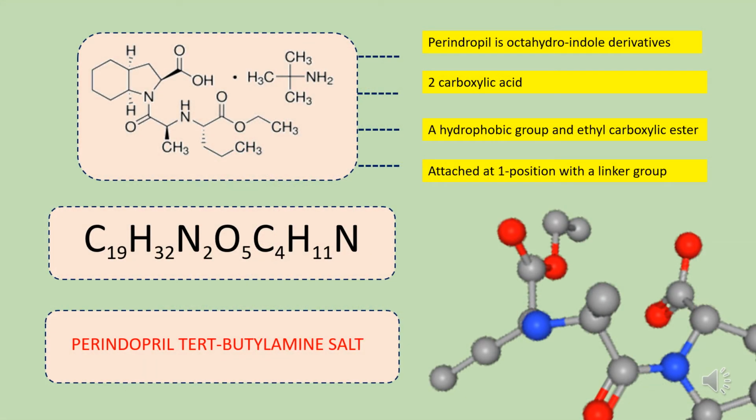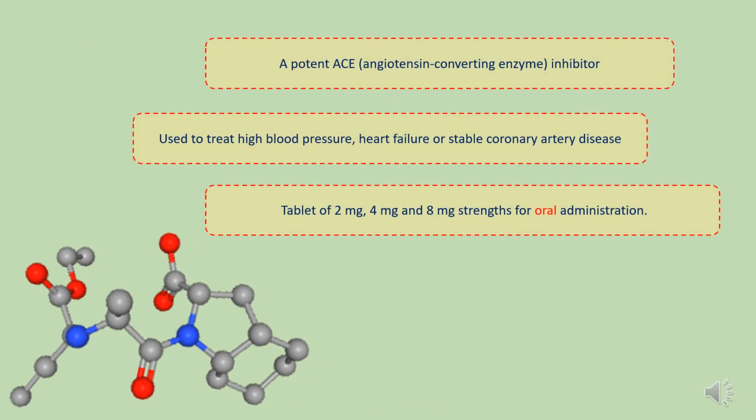The chemical name is perindopril terbutylamine salt, containing 2-carboxylic acid, a hydrophobic group, and ethyl carboxylic ester attached at one position with a linker group. It is known as a potent ACE inhibitor that is used to treat high blood pressure, heart failure, or stable coronary artery disease, usually in tablet form for oral administration.